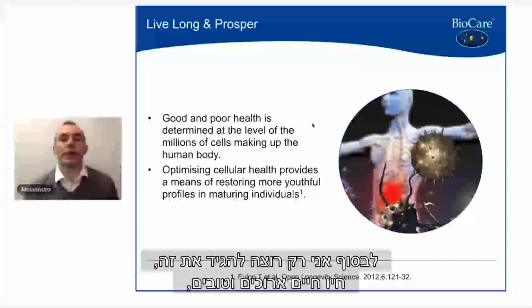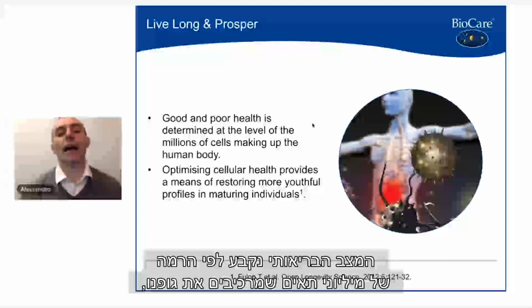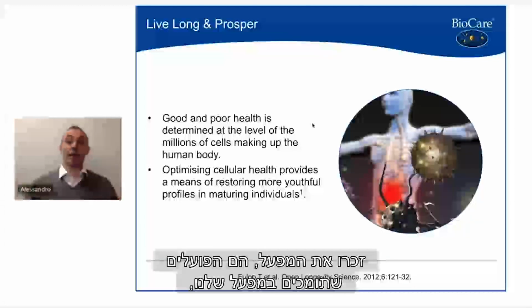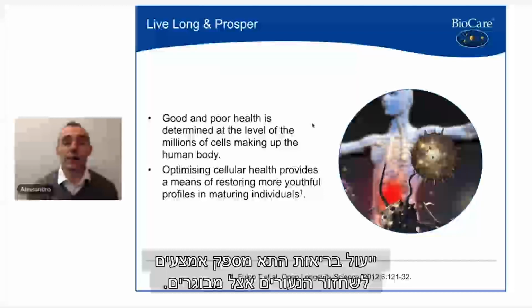Lastly, I just wanted to leave you with this: live longer and prosper. Good and poor health is determined at the level of the millions of cells making up our body. Remember the factory, and the workers that also support our factory. Optimizing cellular health provides a means of restoring a more youthful profile in maturing individuals.